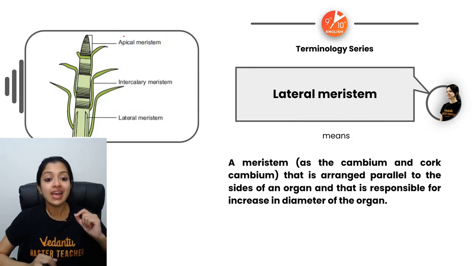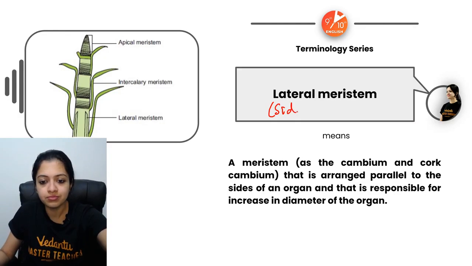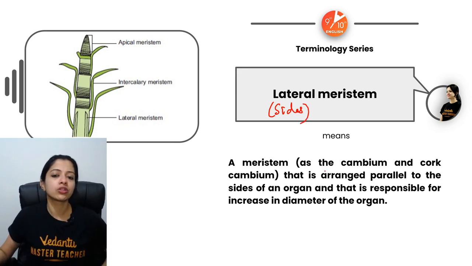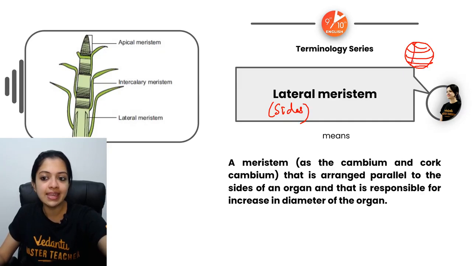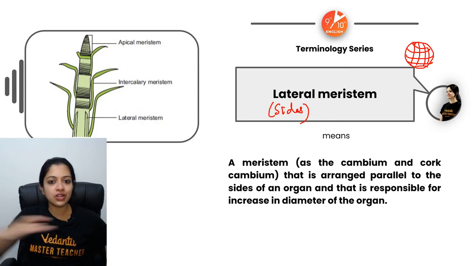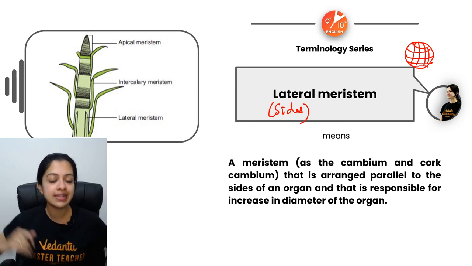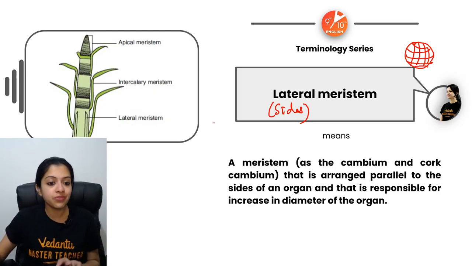Now the next one, which is lateral meristem. Remember, children, the term lateral means sides, right? Latitudes and longitudes, what are they? If this is the earth, you would have learned in your basic geography that these are the latitudes, right? And these are the longitudes. Longitudinal and horizontal, or latitudinal. Now, lateral meristem is the type of meristem which is found on the sides of the plant body.